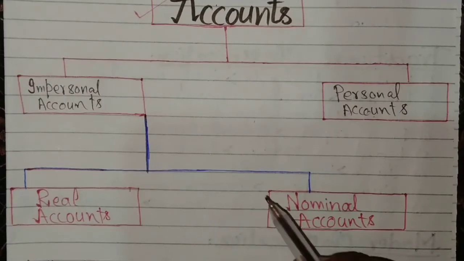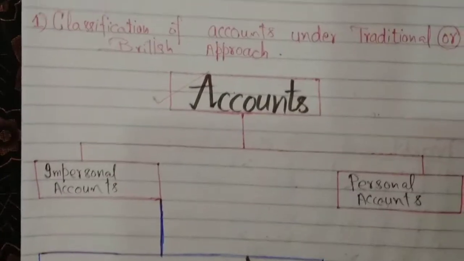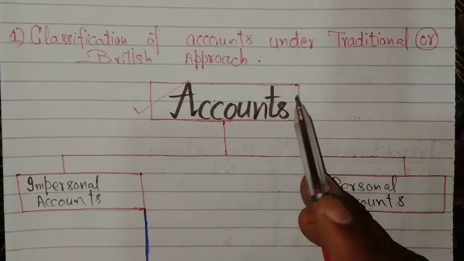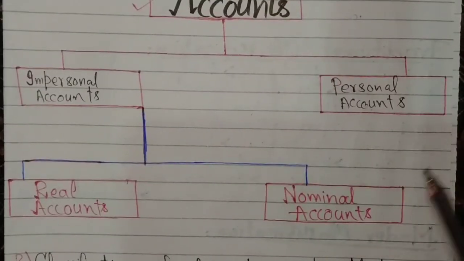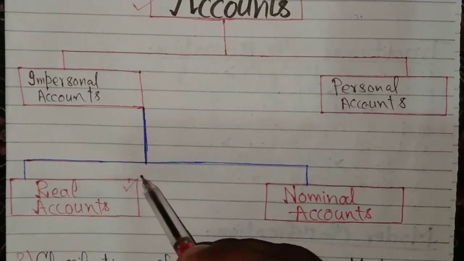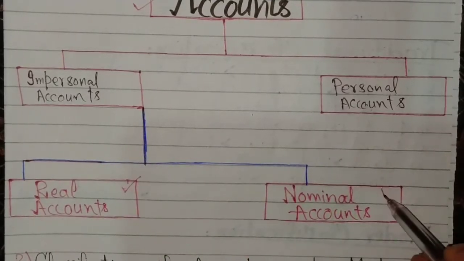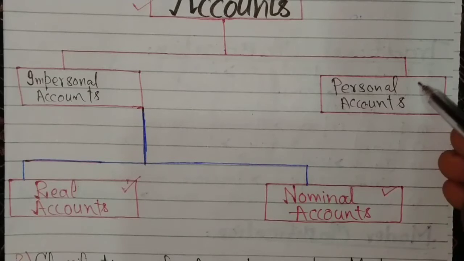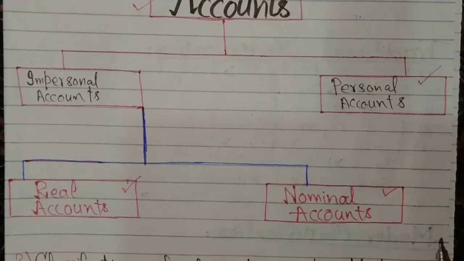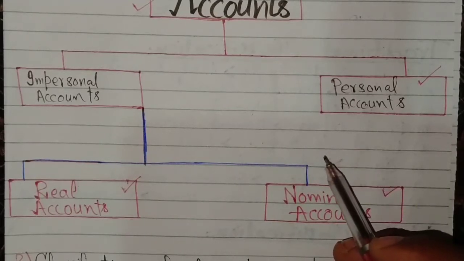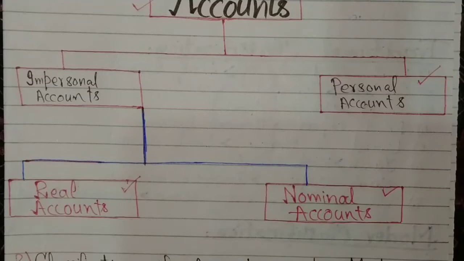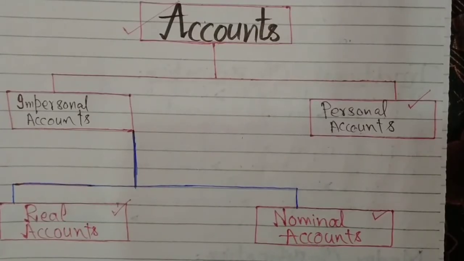According to the traditional or British approach, the accounts are classified into three types, which are real accounts, nominal accounts and personal accounts, because it is an old system of classifying accounts. It is used very rarely in practice. So must keep these concepts in your mind.